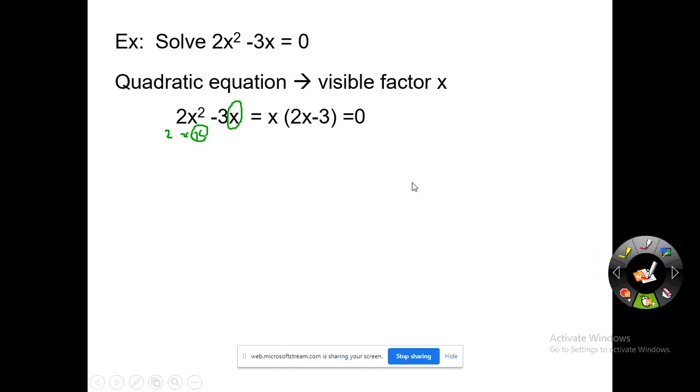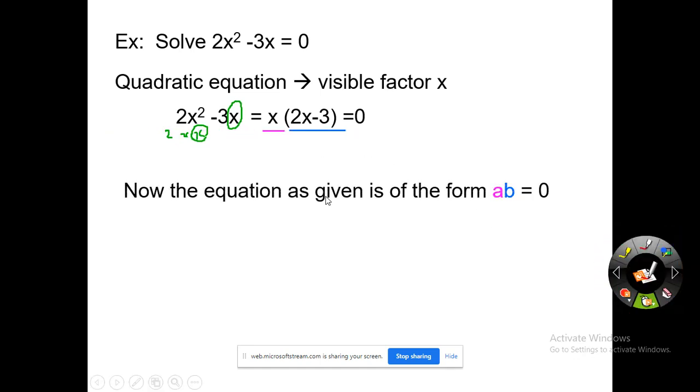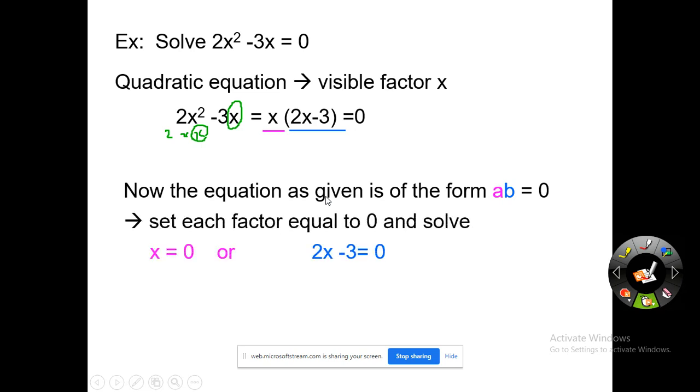So I'm going to solve it. I will have x equal to 0 or 2x minus 3 equal to 0. So it gives me x equal to 0 and x equal to 3 over 2. So every time I need to solve equal to 0, I need to think about factorizing.